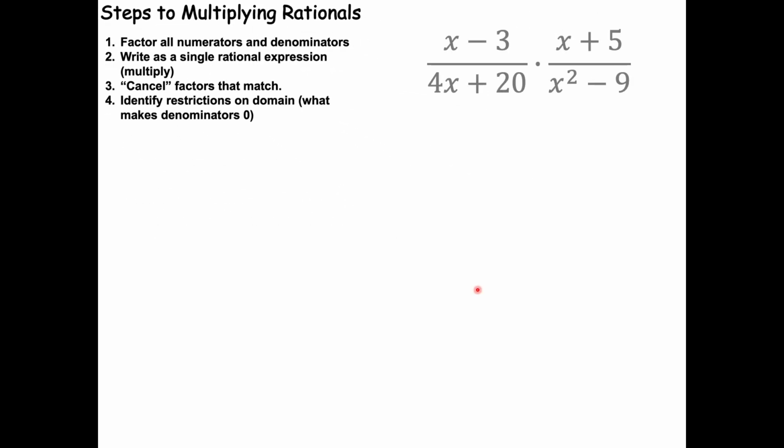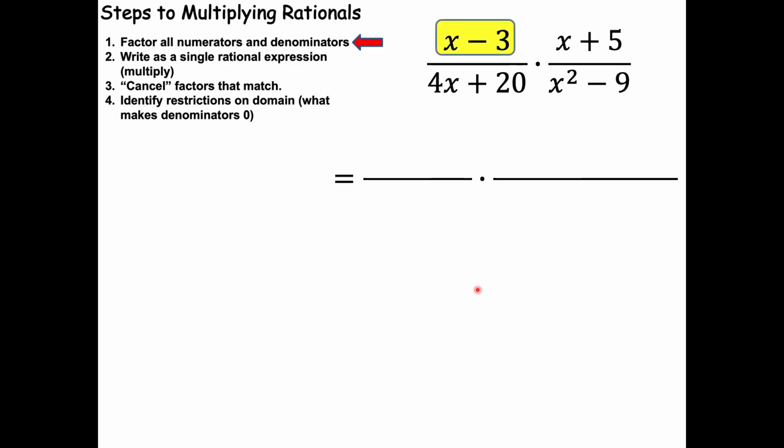So first example, we've got (x minus 3) over (4x plus 20) times (x plus 5) over (x squared minus 9). So our first step is to factor all numerators and denominators. So I'm going to take a look at our two fractions. I'm going to go ahead and draw two fraction bars just so that I can organize my thoughts.